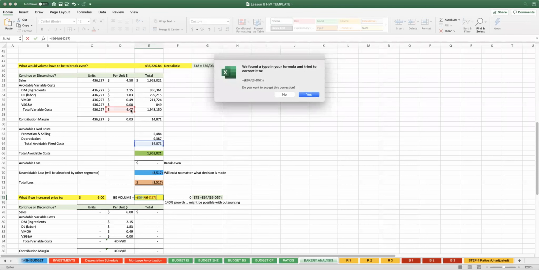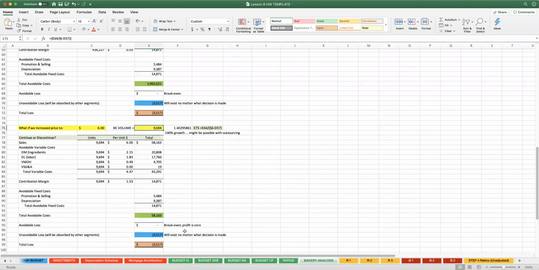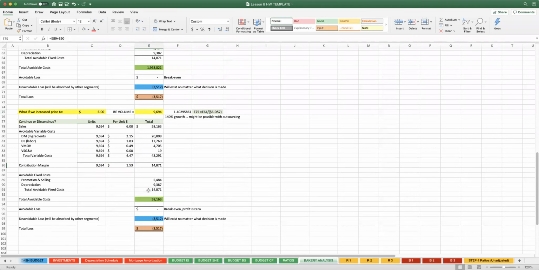Yes, I do want to accept that. All right, now that's more reasonable, right? That would be 140% growth rate, all right? Which would be much more reasonable. It's much more reasonable for us to think about selling 9,000 items, as we're already selling 6,000 and change. So if you run that out, you can see that you're breaking even still at $6 and your volume comes way down into a reasonable range.